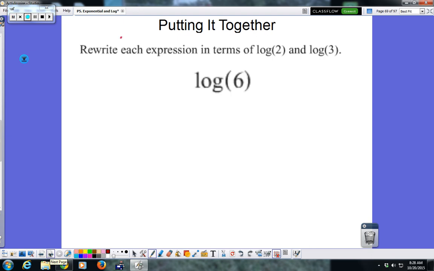Okay, putting it all together. Again, these are the problems I was talking about a while ago. We're going back, and these are the difficult ones. We want to somehow write log of 6 in terms of these two.